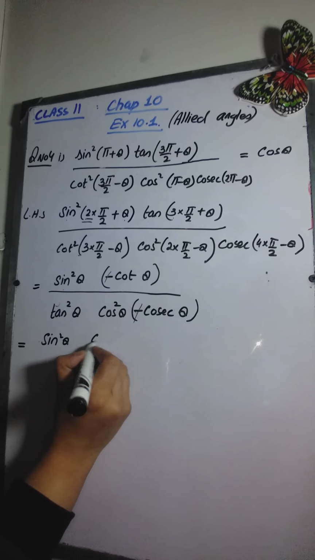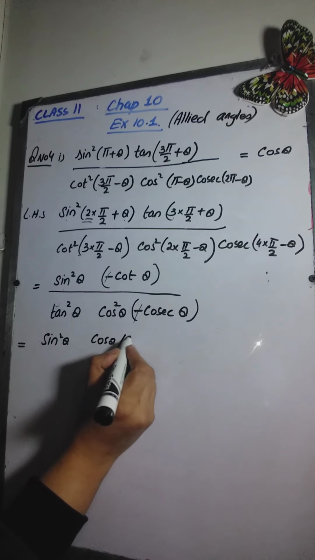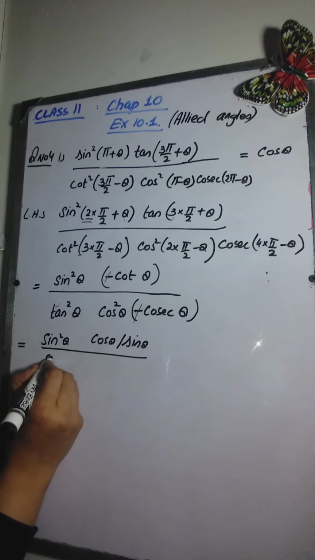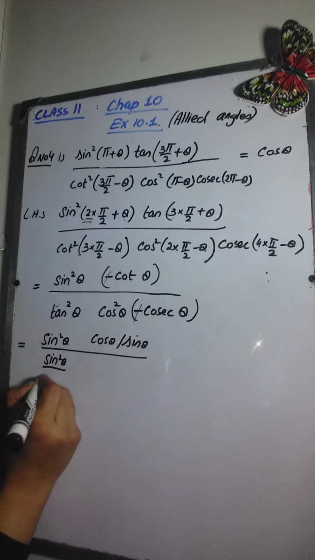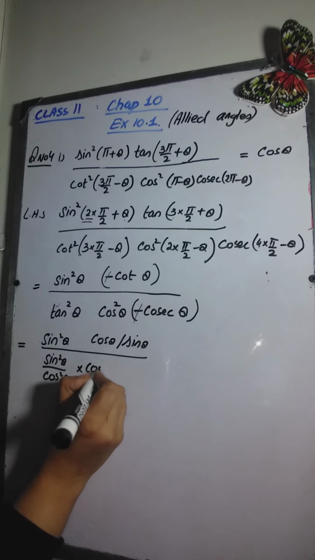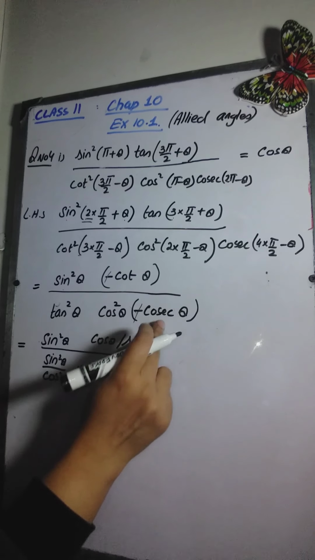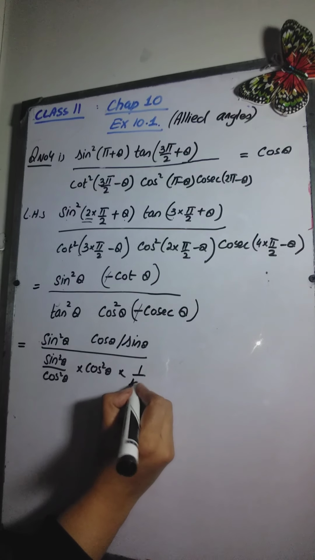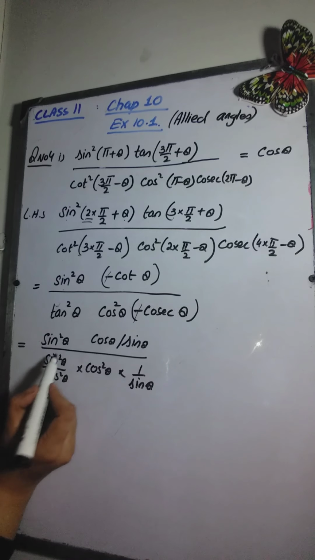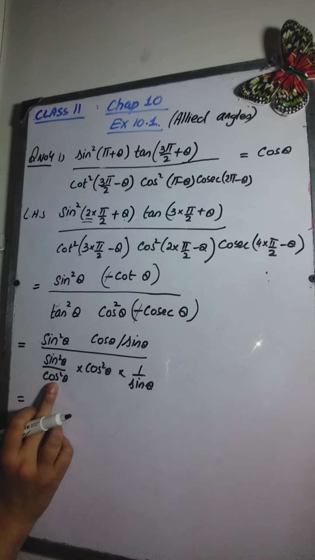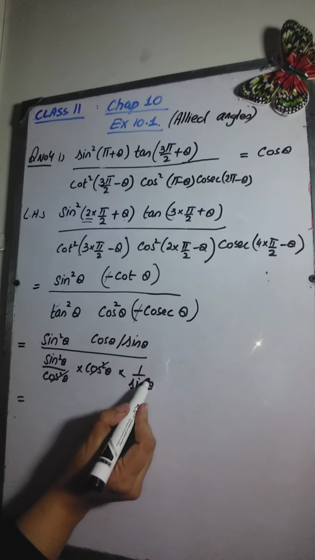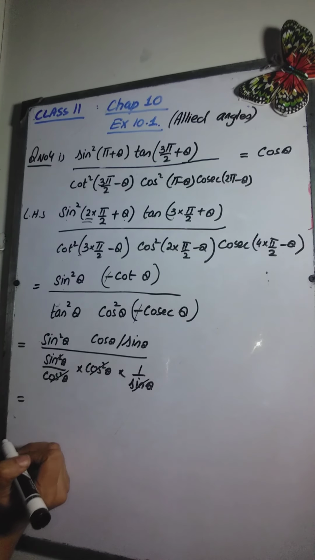Cot theta is equal to cos theta over sine theta, and tan theta is sine theta over cos theta, so squared it is sine square theta over cos square theta, into cos square theta, and cosecant we know is equal to 1 over sine theta. Now this cos square theta can be cancelled out with this one, and you can cancel out this sine theta, the square of this number.